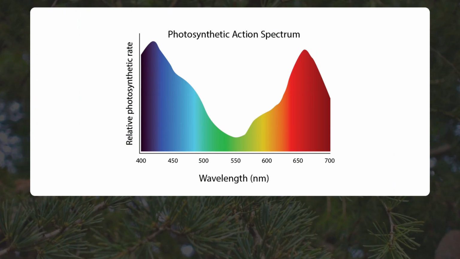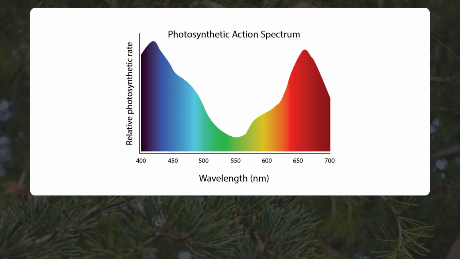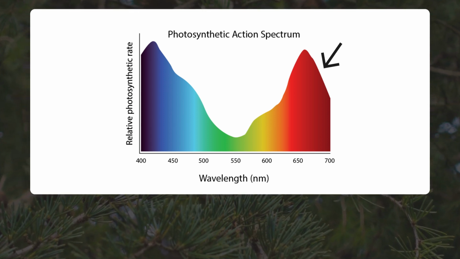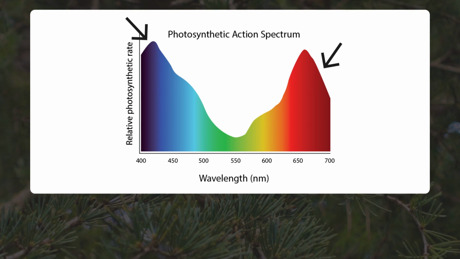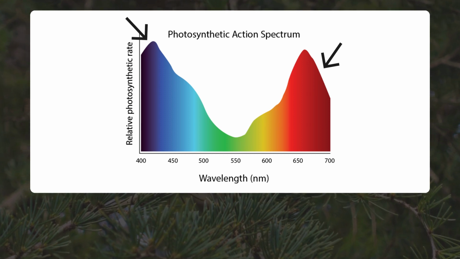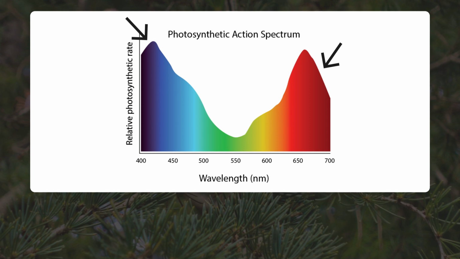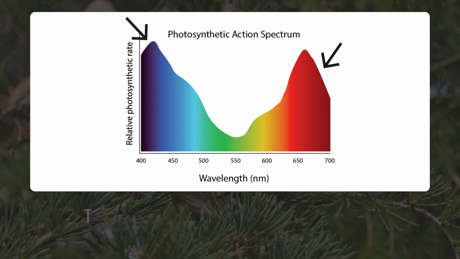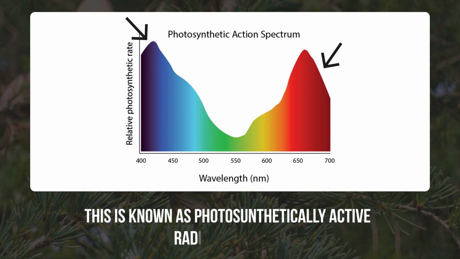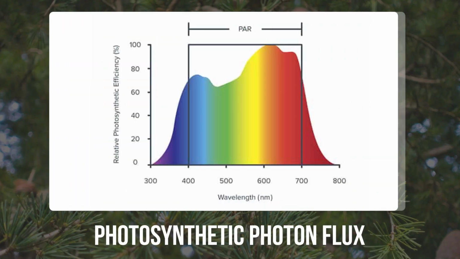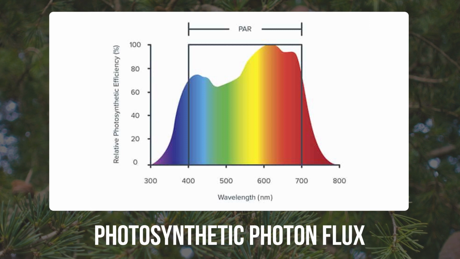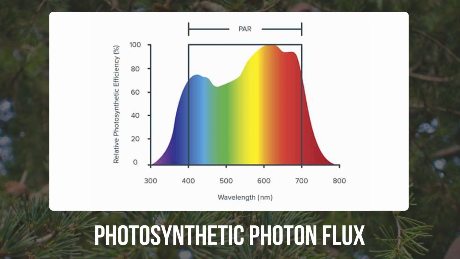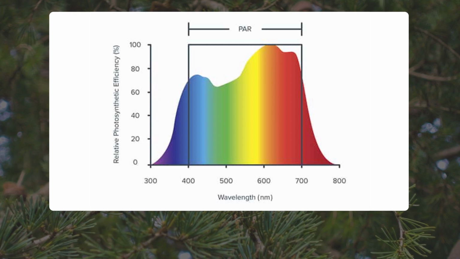Plants clearly use light from different parts of the spectrum than what humans use. The human eye discounts red and blue light, while the action spectrum shows that plants are receptive down to 400 nanometers and up to 700 nanometers. This is known as photosynthetically active radiation. The second term is photosynthetic photon flux. Within the visible light, it tells us how many photons are emitted in terms of micromoles per second.